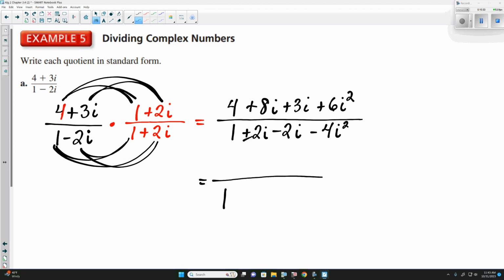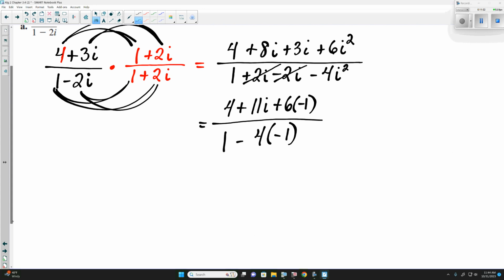Now the denominator will still have 1, but our positive 2i minus 2i is 0 minus 4. Well, i squared is negative 1. So we indeed have no i's left in the denominator. Now the numerator we have 4 plus 8i plus 3i is 11i plus 6 times negative 1, because both of our i squareds turn to negative 1.